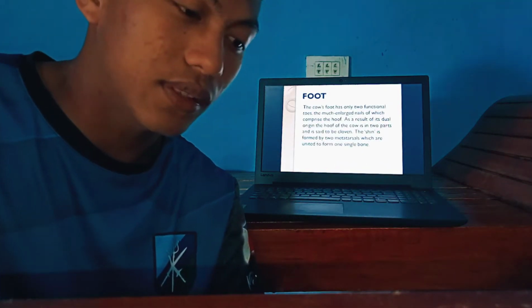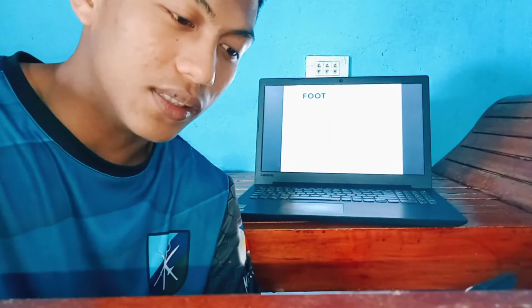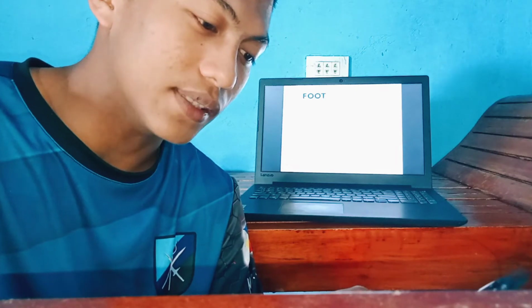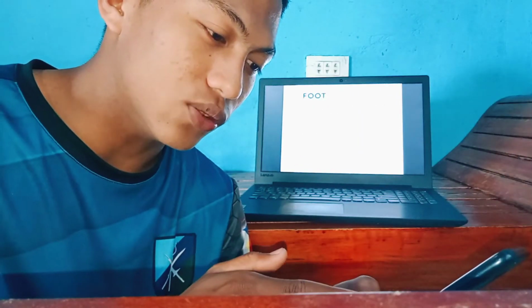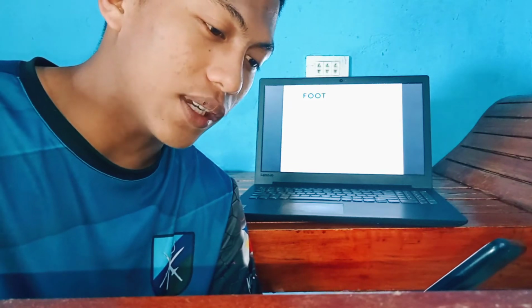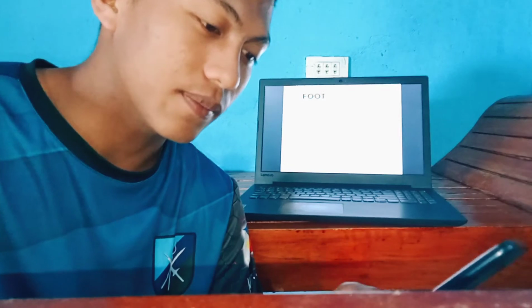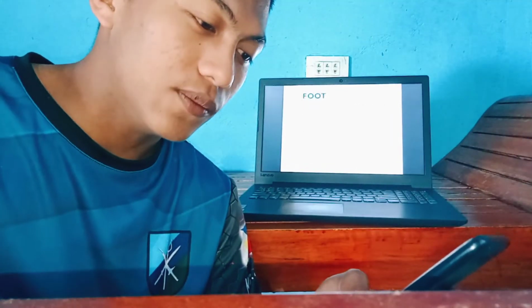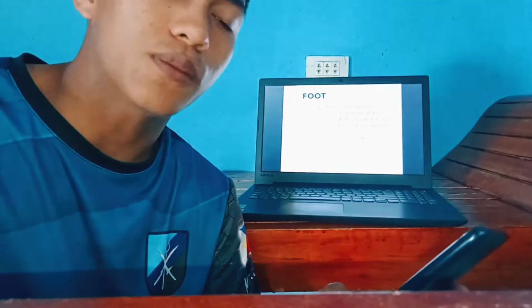Foot. The cow's foot has only two functional toes, the much enlarged nails of which comprise the hooves. As the result of its dual origin, the hoof of the cow is in two parts and is said to be bilobed. The shin is formed by two metatarsals which are united into one single bone.